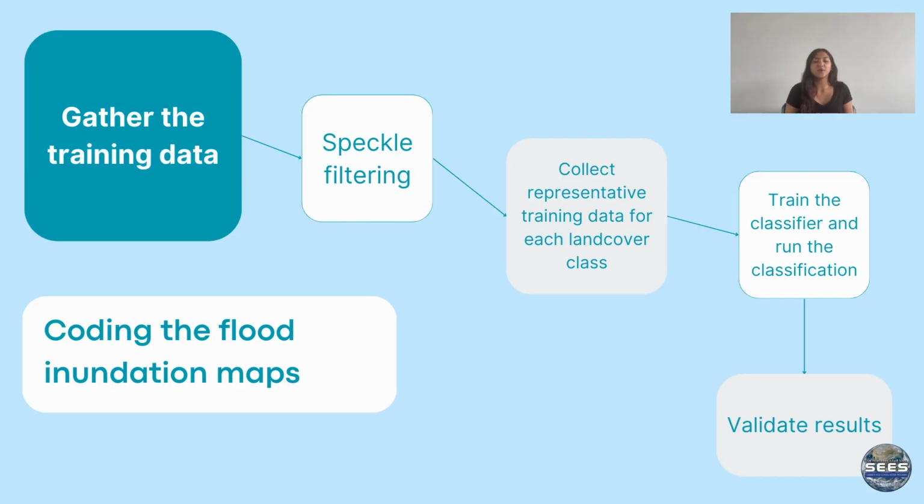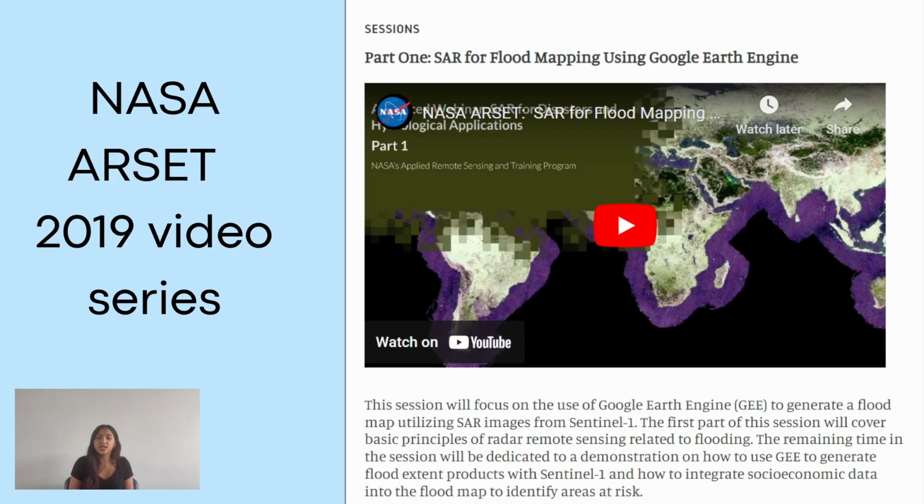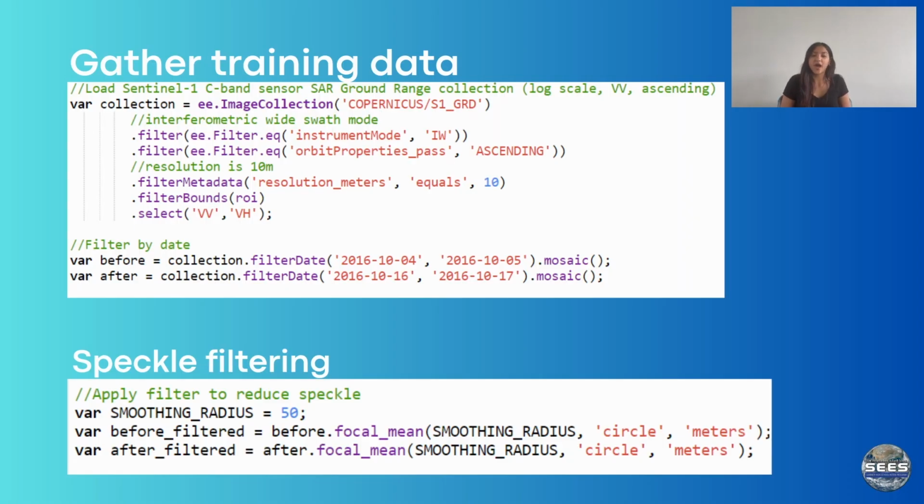This slide explains our basic method and process for the code. This video from the NASA RSET 2019 video series is what we based our models on and explains the coding process thoroughly. To dive into our process, firstly, we gathered the training data from the GEE database over our region of interest and on the days we are interested in.